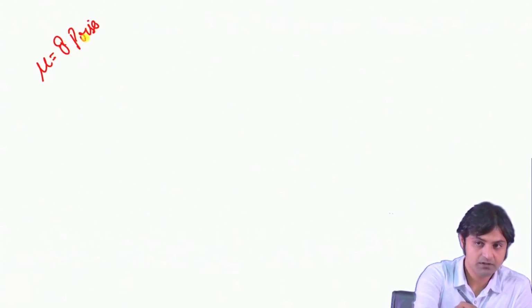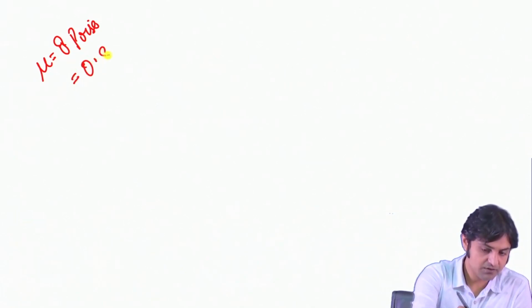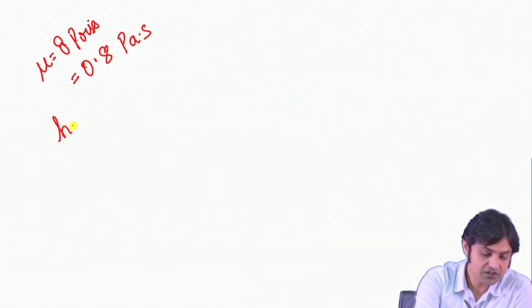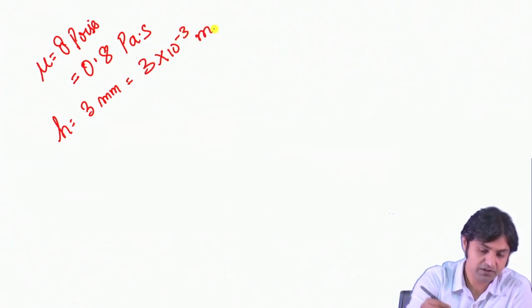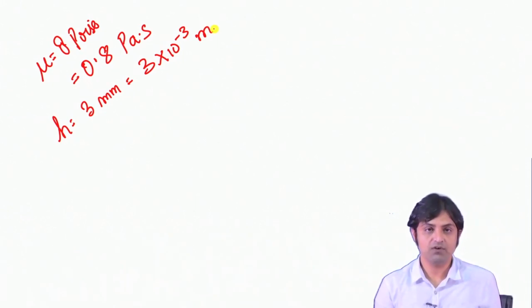Mu is given as 8 poise, or in terms of Pascal second, 0.8 Pascal second. Simple conversion. H is given in the question as 3 millimeters, or 3 into 10 to the power minus 3 meters. This is quite important to note down, because now I have a new screen.